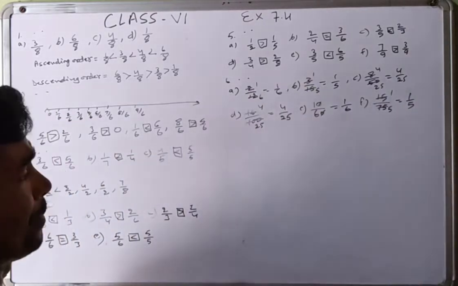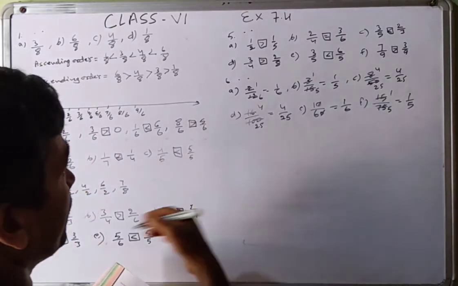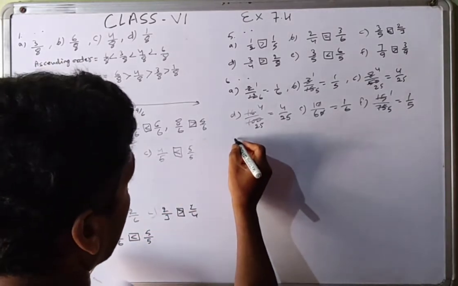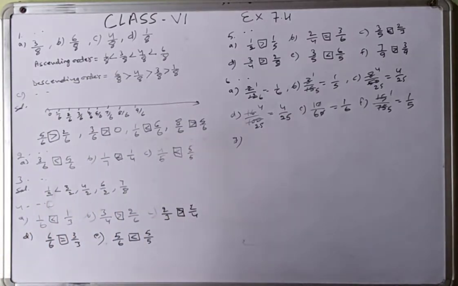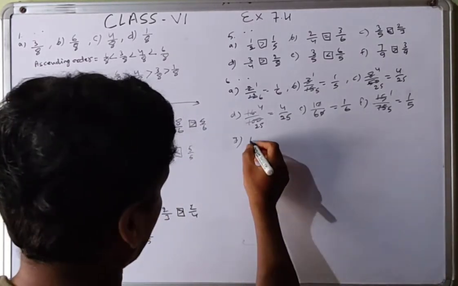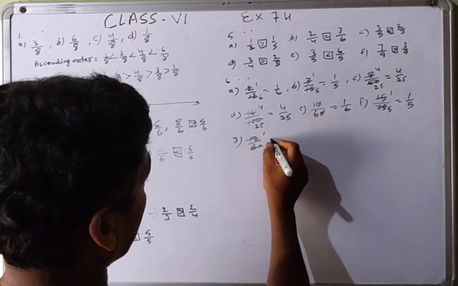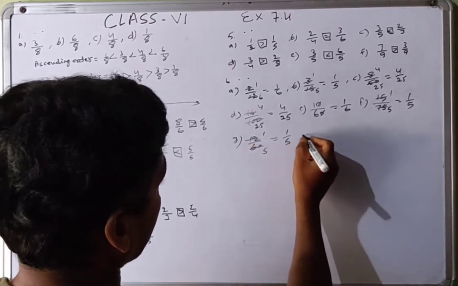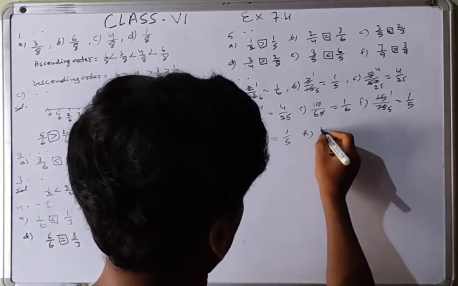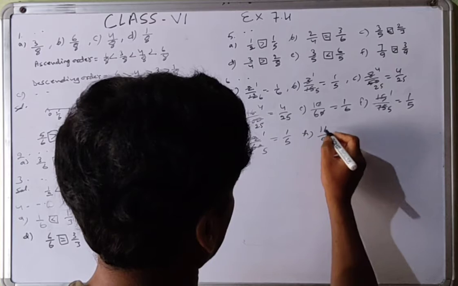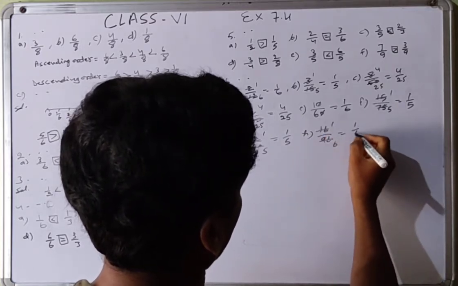You will imagine the number. Which number divides the numerator and denominator? You have done this in the previous exercise. G part, that is 12 upon 60, 12 ones are 12, 12 fives are 60, that is 1 upon 5. H part, 16 upon 96, 16 ones are 16, 16 sixes are 96, 1 upon 6.